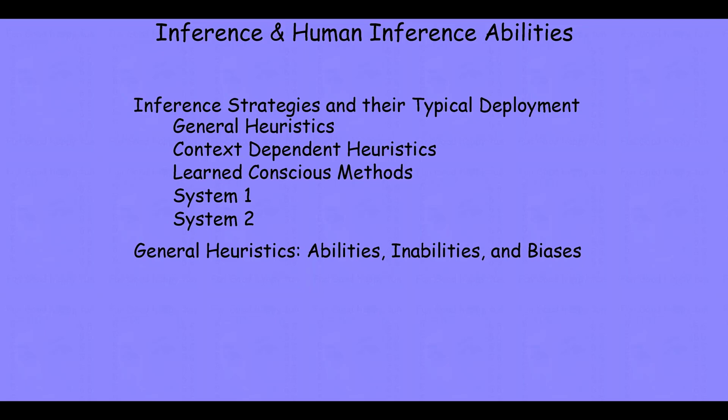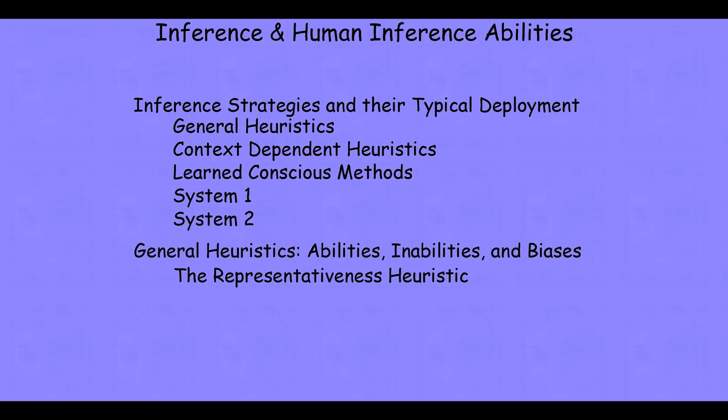And we'll talk about how general heuristics facilitate inference abilities, how they introduce certain inabilities, and particularly how they result in biases in the way that human beings make inferences and decisions. And to illustrate these abilities, inabilities, and biases, we'll introduce a heuristic that we've talked about in the past, the representativeness heuristic. And we'll talk about it in greater detail and use it as an example to illustrate these abilities, inabilities, and biases.